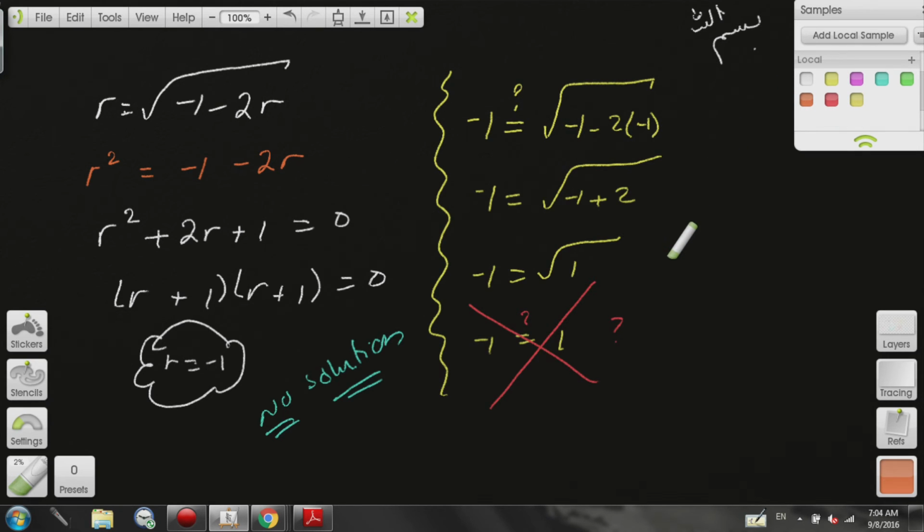So in summary, we talked about radical equations. The way to solve radical equations is by isolating the radical to one side, and then you square both sides, and then you solve the equation thereafter as necessary.